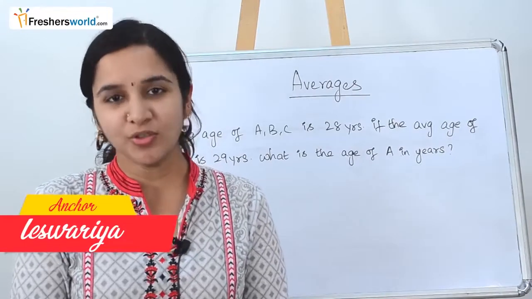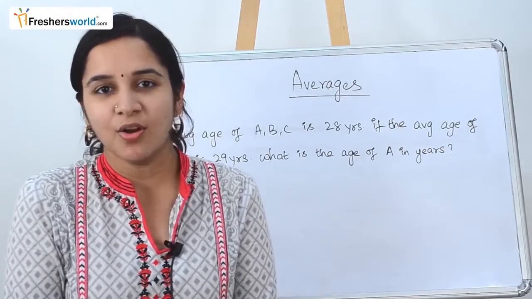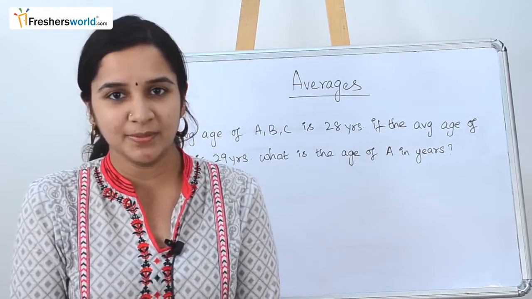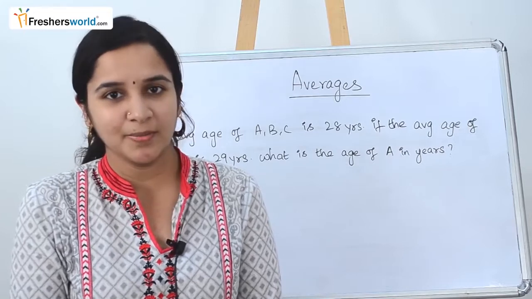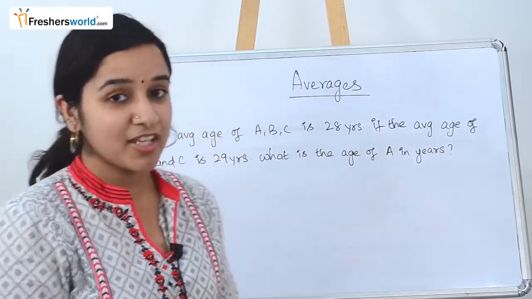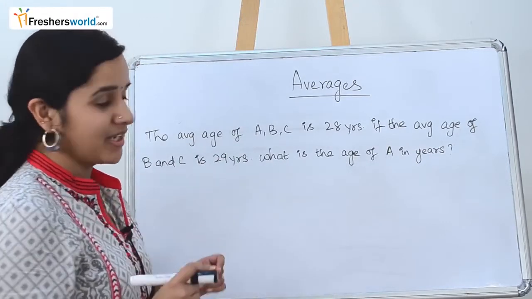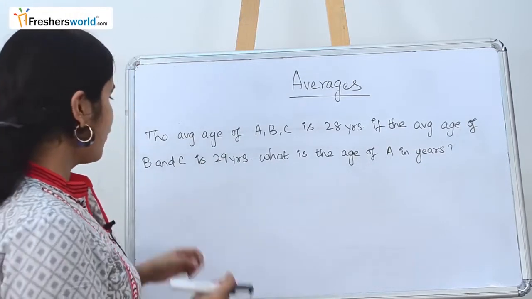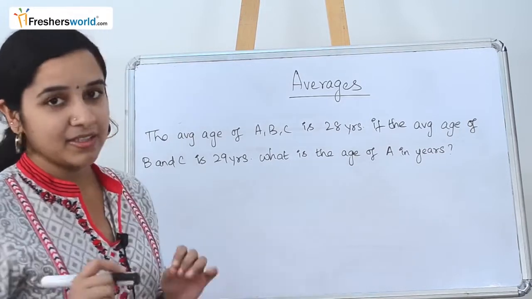The topic that we are going to look at today is averages. In the previous video of average, we dealt with the basic concept of averages and some simple sums. In this video, you will be solving much tougher problems to understand this concept better. So let's get started. The first question that they have given is, the average age of A, B, C is 28 years. If the average age of B and C is 29 years, what is the age of A in years?